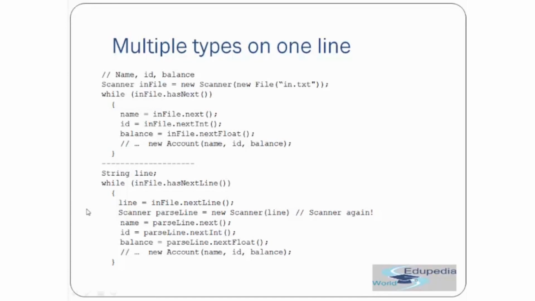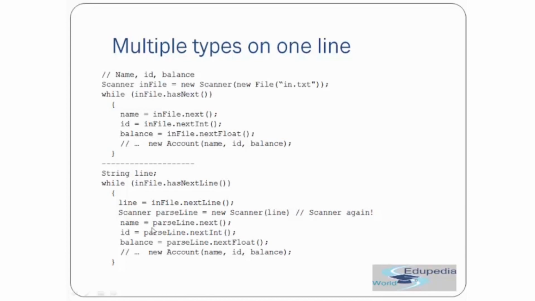There is another way, which uses a string line and infile.hasNextLine. It reads the whole line with infile.nextLine, so the complete line is taken in this string. After that, we again use a scanner, but this time the scanner object is on this line, and the object we have created is parseLine. Now we can parse individually using next, nextInt, and nextFloat. This way also we can get name, ID, and balance.